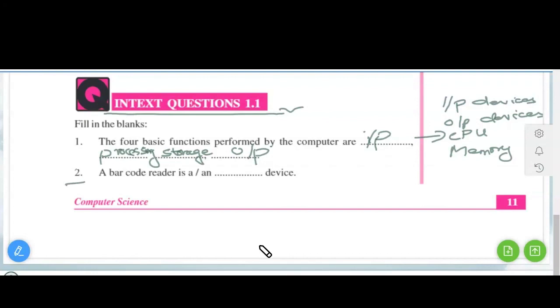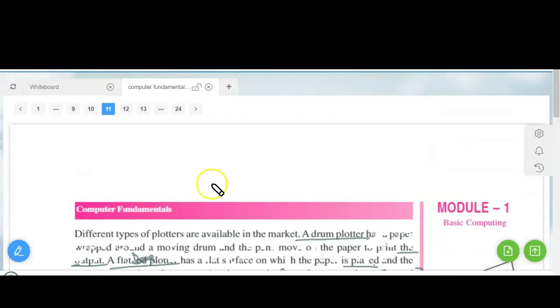Second question: a barcode reader is what kind of device? We have already learned it is a kind of input device. It helps to feed the data in the form of those marks on the object. So you have a special kind of device for reading the information. We have already discussed this. Let's go to the next question.